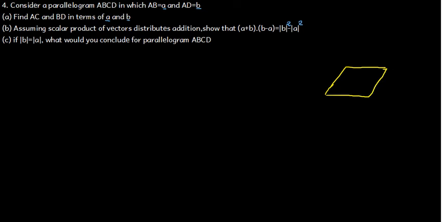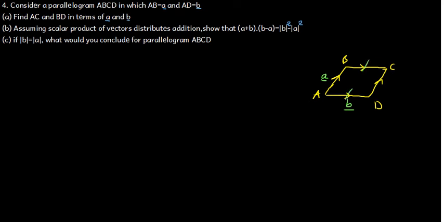So we have got this side parallel to this one, and then we have got this side parallel to that one. So let's say this is A, B, C, and D. And we've been told that AB is a, so this is going to be a. And then AD is b. So this is b. Now, if this is the case, these two sides are parallel.